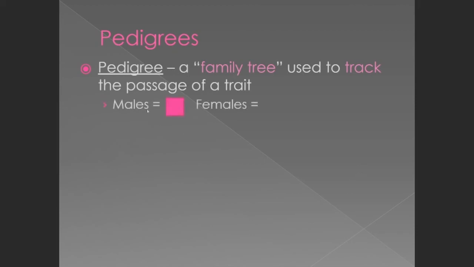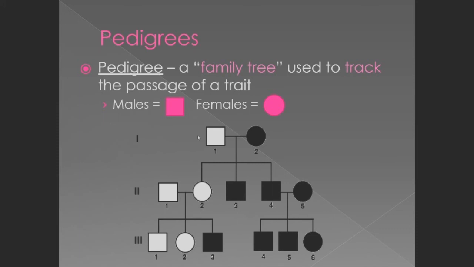So males are going to be represented by squares and females are going to be circles. Pretty straightforward. So when we look at this, we have a male and a female. So the male and the female, when we look at the line down, this is going to be generation 2. They had 3 children. This one is a female, this one is a male, this one is a male.